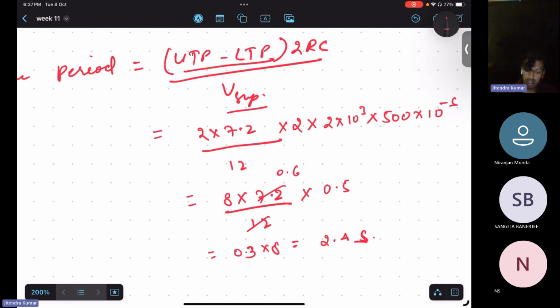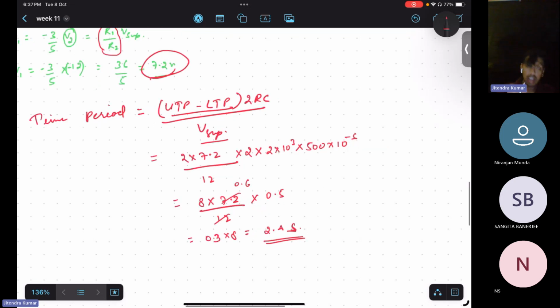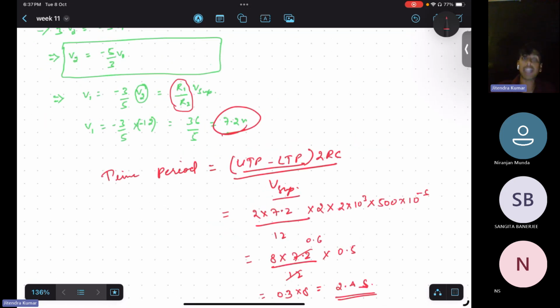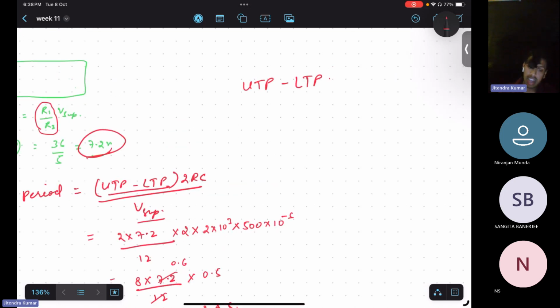Okay, so this will be the answer, and I know there might be some confusion at your end, because this expression is slightly different from the one derived by the professor. Basically, it is one step earlier than the final derived expression. So the relationship between UTP minus LTP divided by V supply, that we can write as 2 times V supply, isn't it?